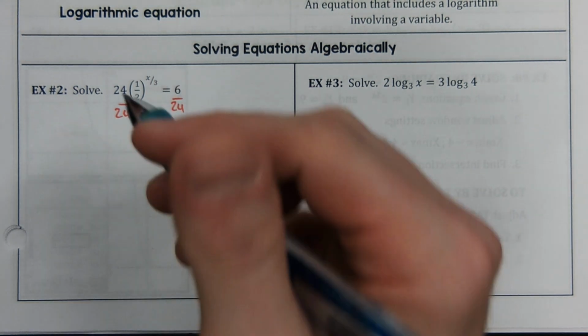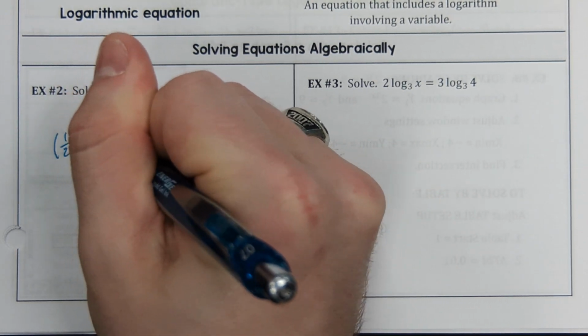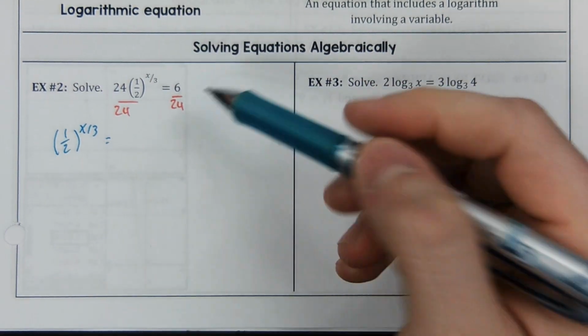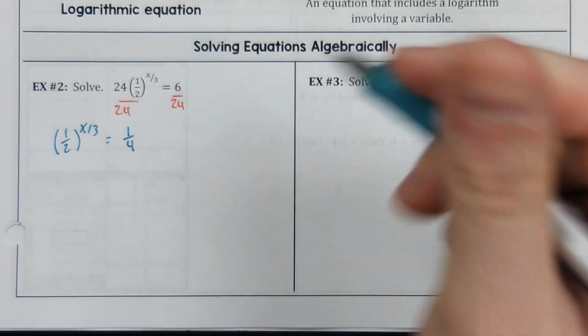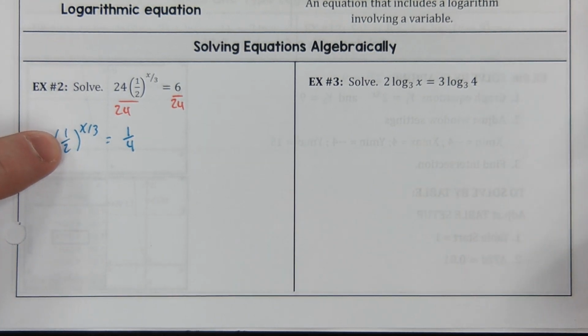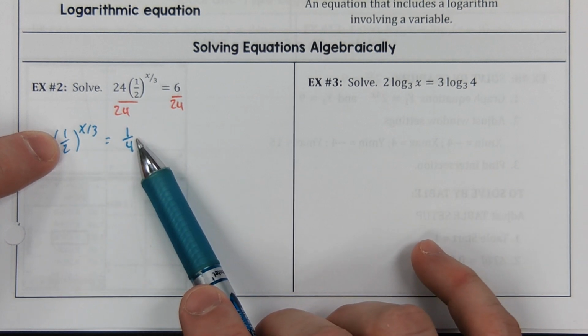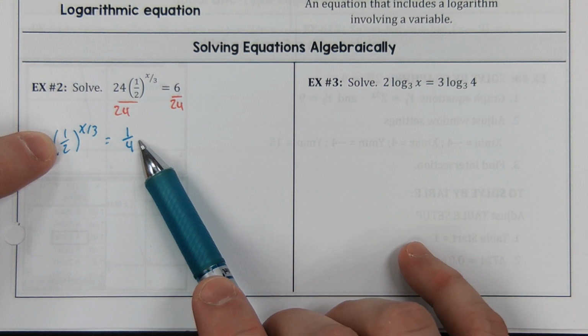Okay, anyway, that gets us 1/2 to the x over 3 equals... And you know, 6 over 24 reduces to 1 over 4. Now the idea is, if you can, get both sides to be the same exponential base. And this is one of those times that it is possible. Because 1/2 and 1/4 are both powers of 2.